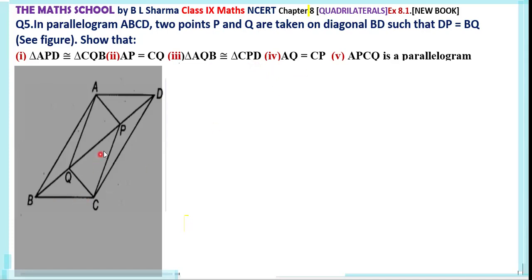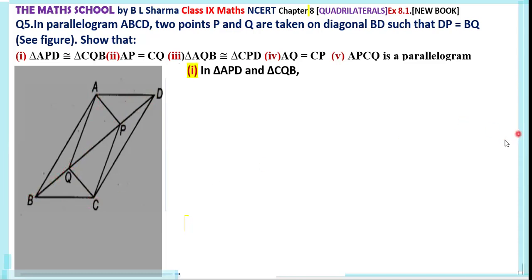ABCD एक पैरेलेलोग्राम है. P और Q डायगोनल पे दो ऐसे पॉइंट हैं जिनका डिस्टेंस B से Q और D से P इक्वल है. AQCP को आप जैसे ही ज्वाइन करेंगे एक क्वाड्रिलेटरल बनेगा. हमें बताना पड़ेगा. इसमें बहुत सारे ट्राइंगल हैं. First of all, we are taking triangle APD, this one and this one. ये दो ट्राइंगल हम ले रहे हैं. Which one? APD and CQB.